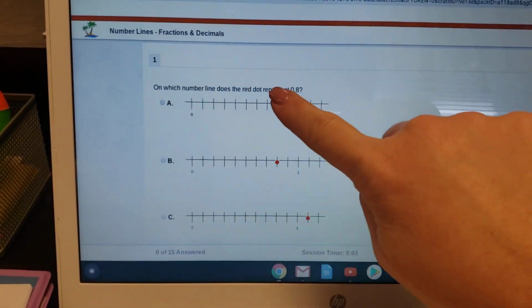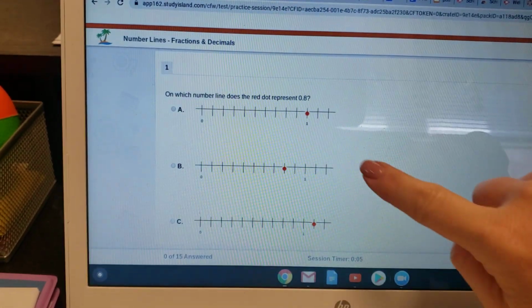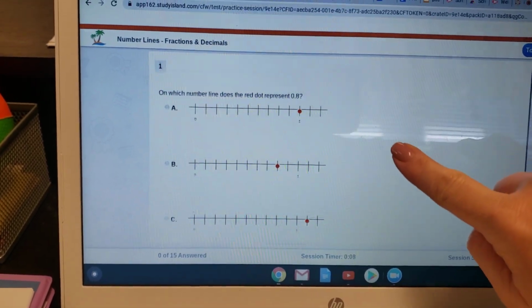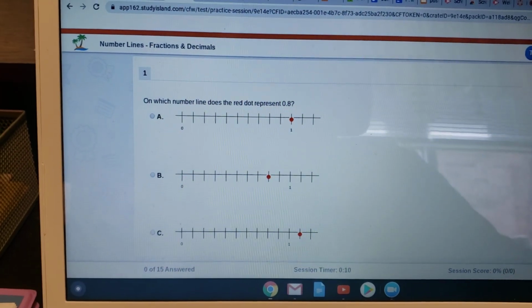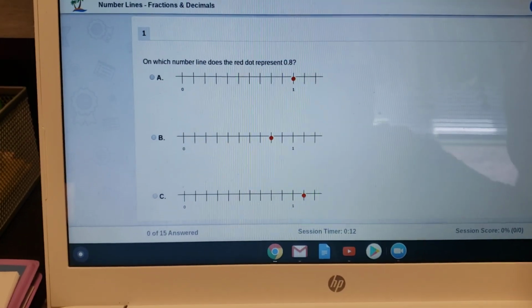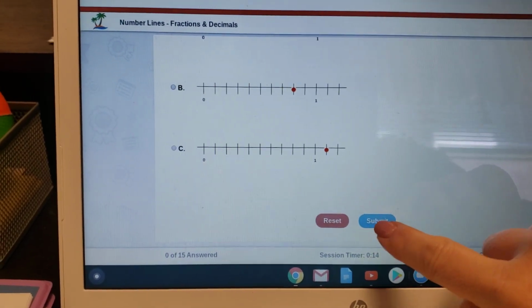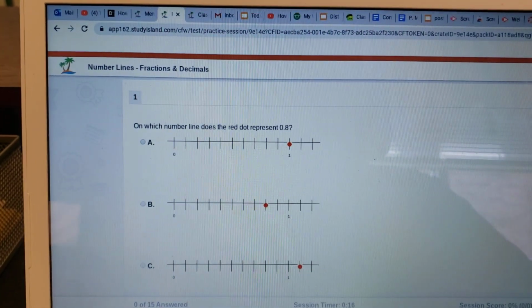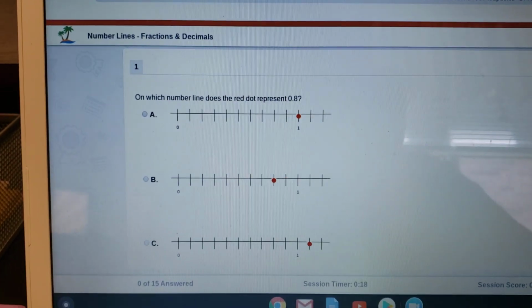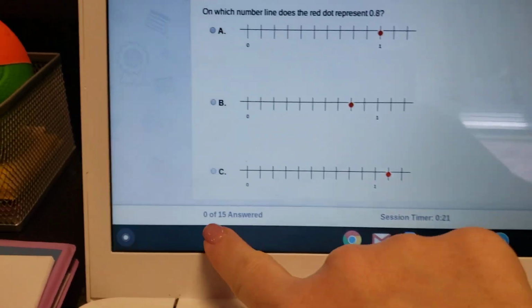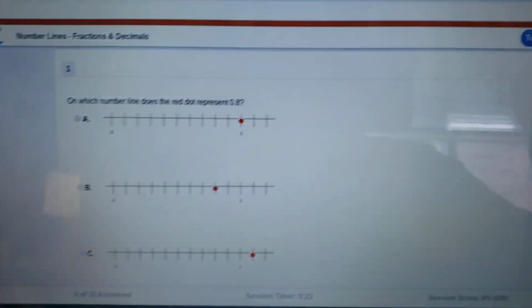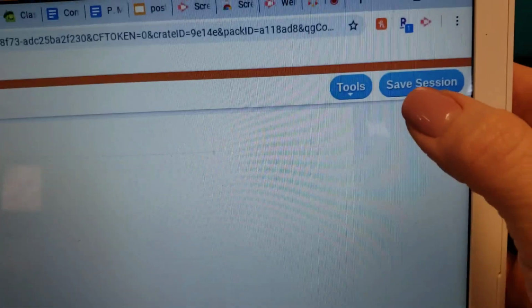Question number 1. Here's my question. I'm going to click on A, B, or C, depending on what I think the answer is. After I answer it, submit. Okay? If you don't want to finish all, I think there's 15 questions. Yep, 0 of 15. If you don't want to answer them all at once, click this button, Save Session.